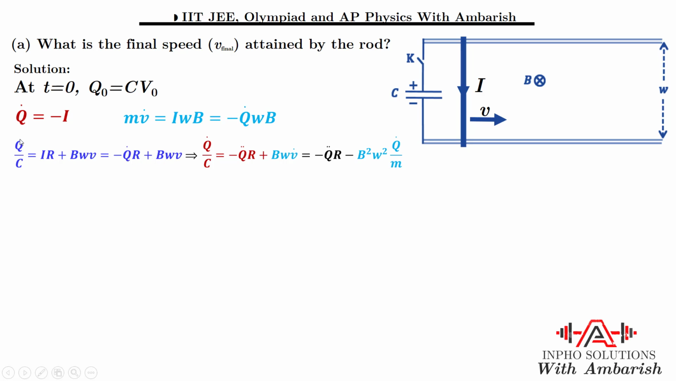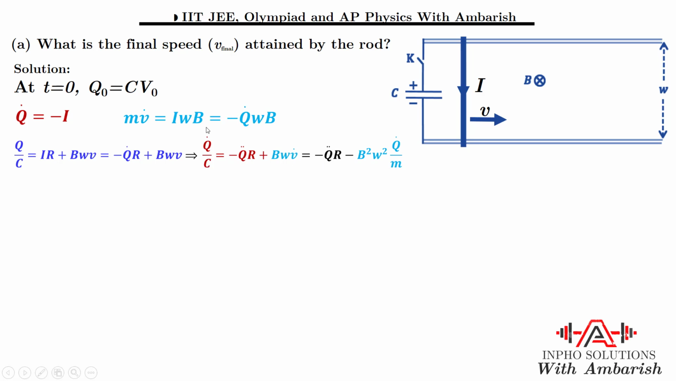So you take one more derivative with respect to time, so Q by C becomes Q dot by C, and this becomes minus Q double dot R, and this becomes BWV dot. And what can I do with V dot? So V dot, I have this differential equation, so V dot can be written as IWB upon M. So that's what I've put over here. So if you put, instead of V dot, BWI by M, and I can be written as minus q dot. Okay, so that's what I've done. So then you get this differential equation.